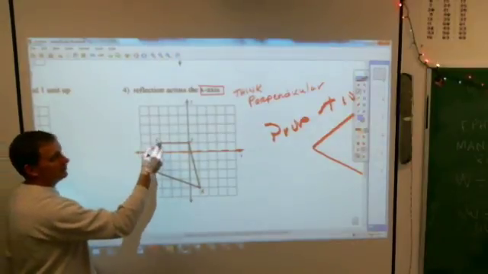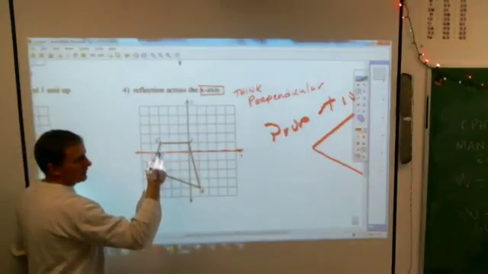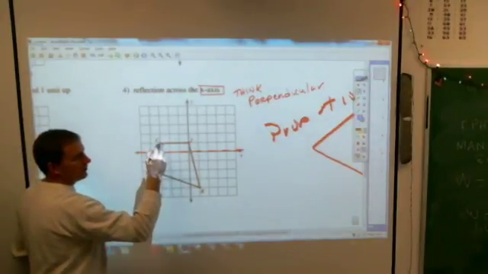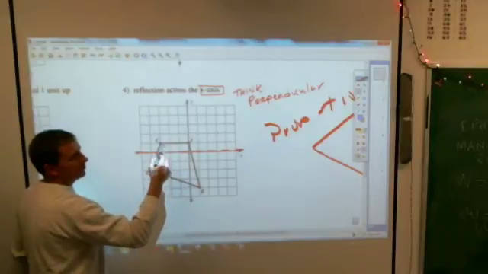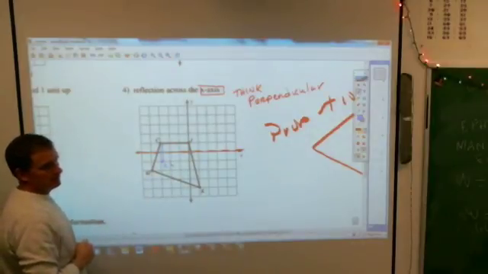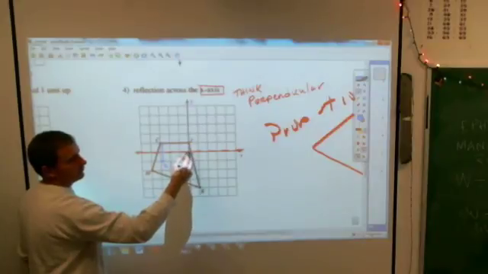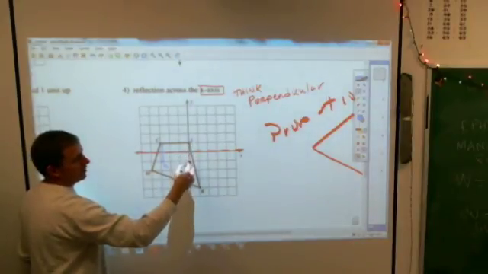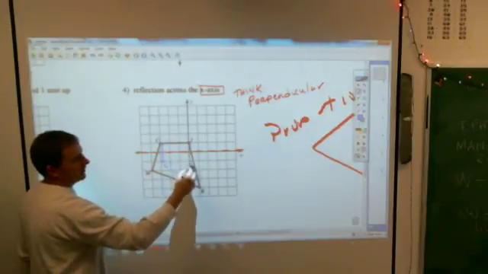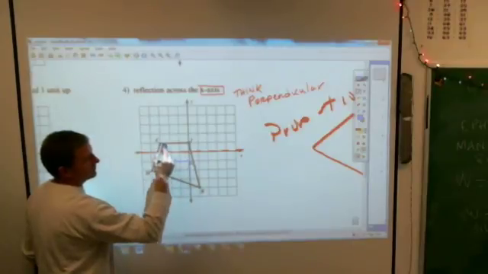So if I am looking for C prime, my new C point, this is my reflection point. It's 1 unit up from there, so I do the opposite or go perpendicular to that and go 1 unit down. Here is my new C prime point. Same thing for J. From my line of reflection, it's 1 up, so I go opposite, go 1 down. It's J prime. So now this line between those two is actually this line right here.